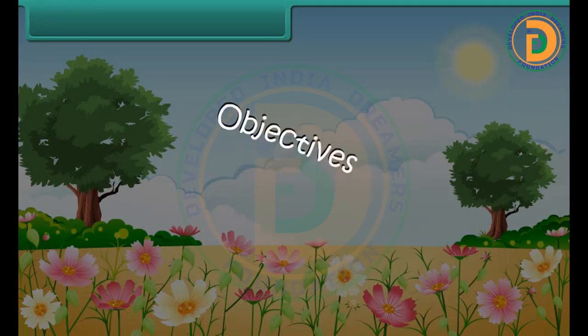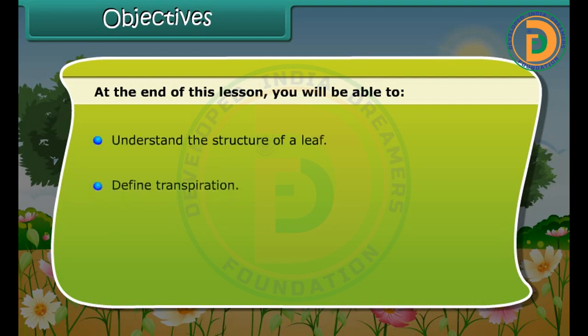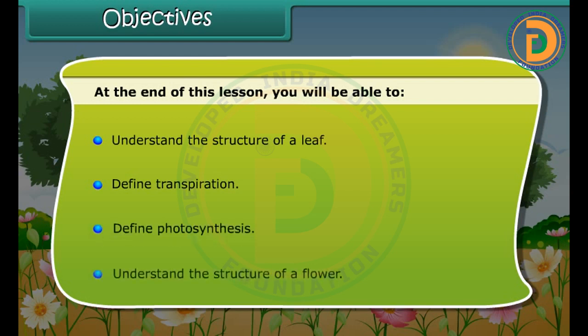Objectives. At the end of this lesson, you'll be able to understand the structure of a leaf, define transpiration, define photosynthesis, understand the structure of a flower.